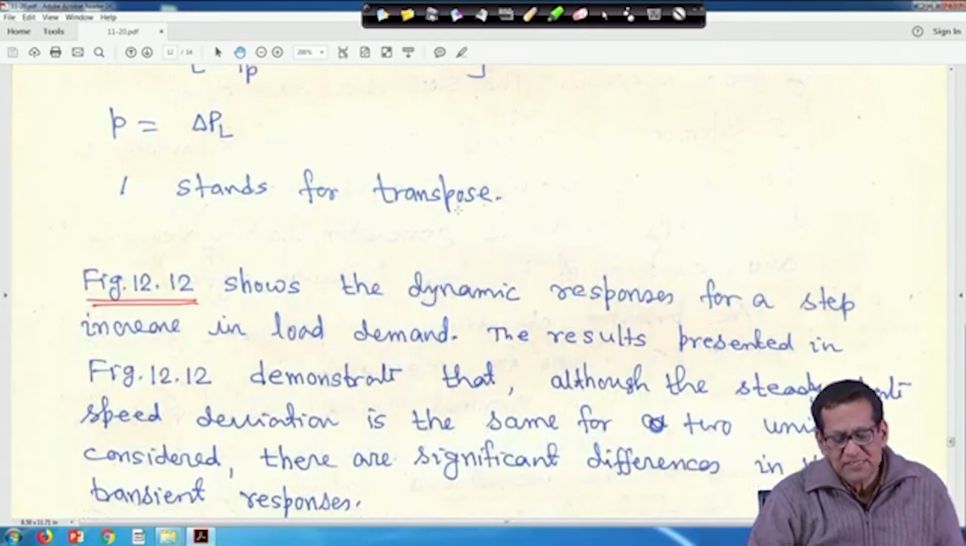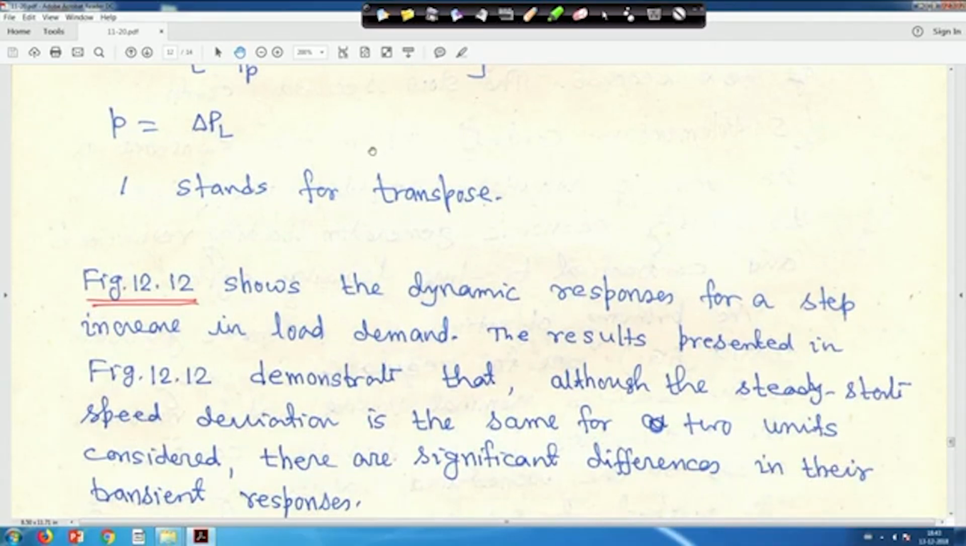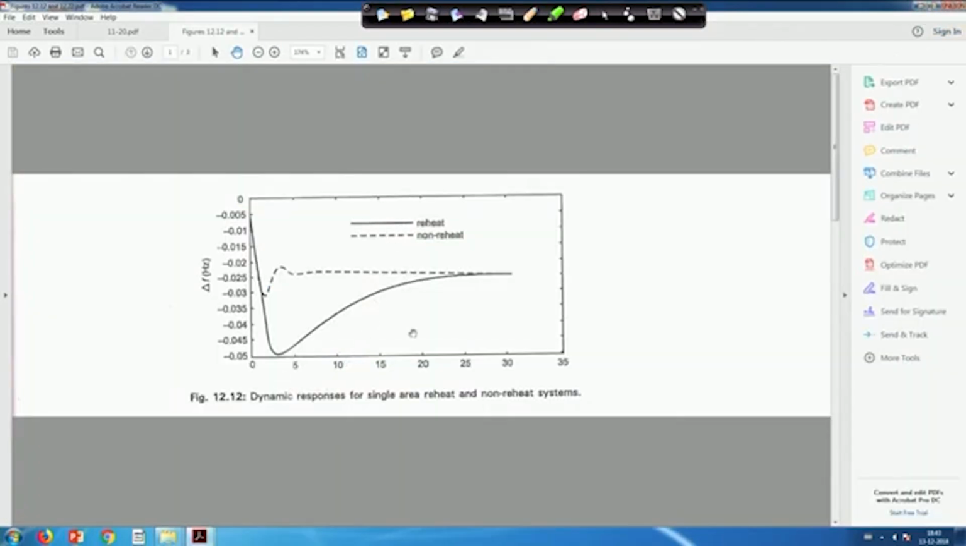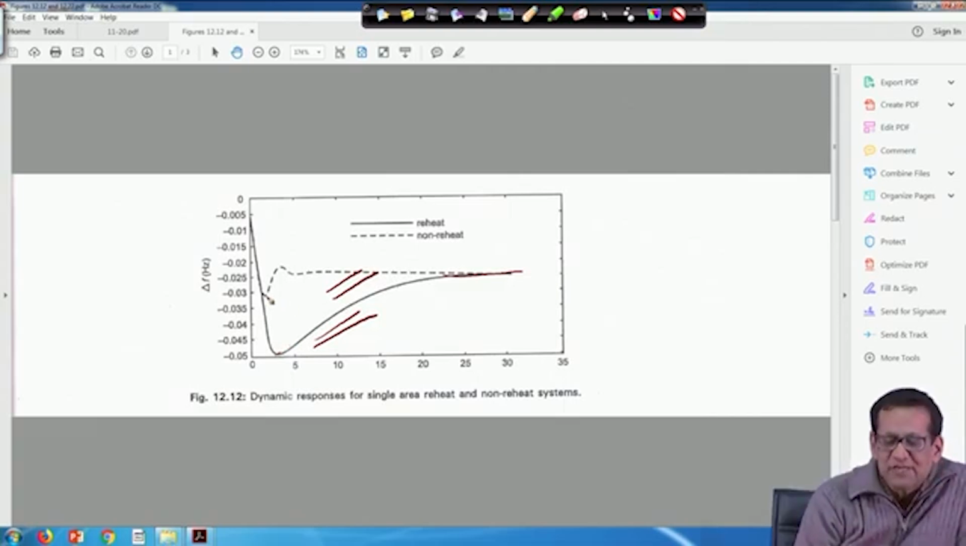Figure 12 shows the dynamic responses for a step increase in load demand. I will show you the dynamic responses, just hold on. This is figure 12. Although the steady state error remains the same, the continuous line is for the reheat turbine. When the transfer function is dropped, the 3 into 3 model, the dashed line is for the non reheat turbine. The frequency deviation is given for some parameters, reheat and non reheat. The steady state value is the same, but for the reheat case the peak deviation is more compared to the non reheat one.